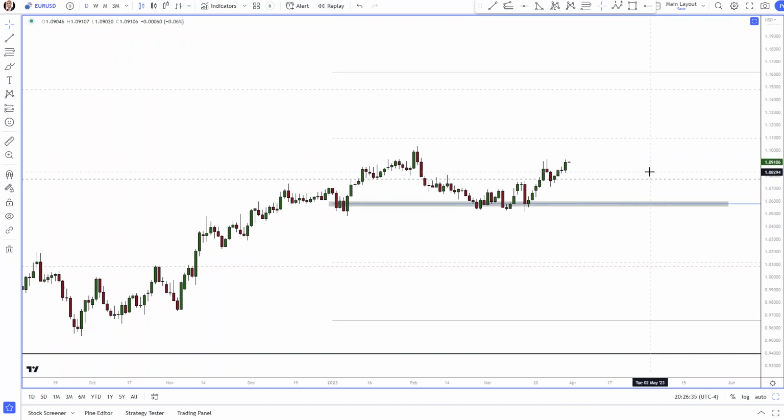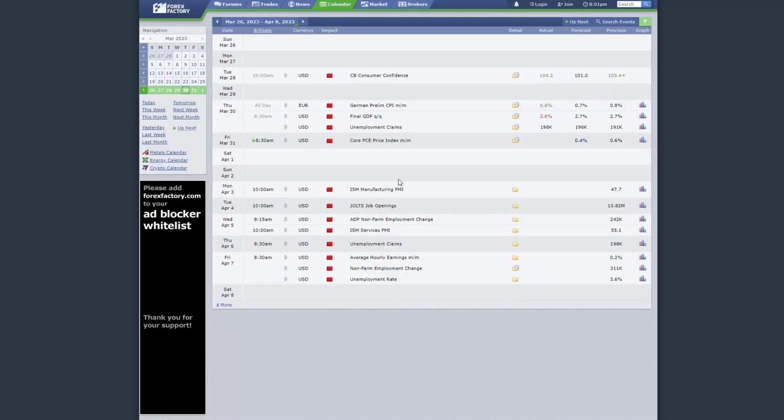And going into next week, if we take a look at the calendar for Euro and USD, tomorrow we have the core PCE price index. And next week, the first week of April, we've got unemployment claims, the unemployment rate, and non-farm employment change, which is basically NFP, right? We always have big movements on Fridays for NFP, so we'll have to look out for that to see what the market's looking to do during those economic numbers.